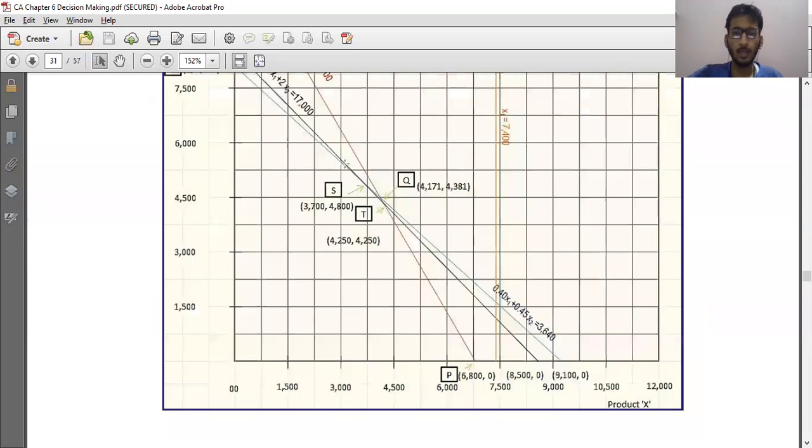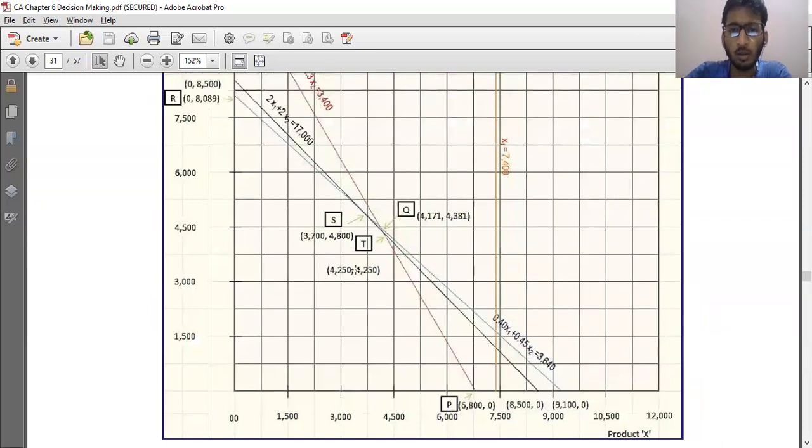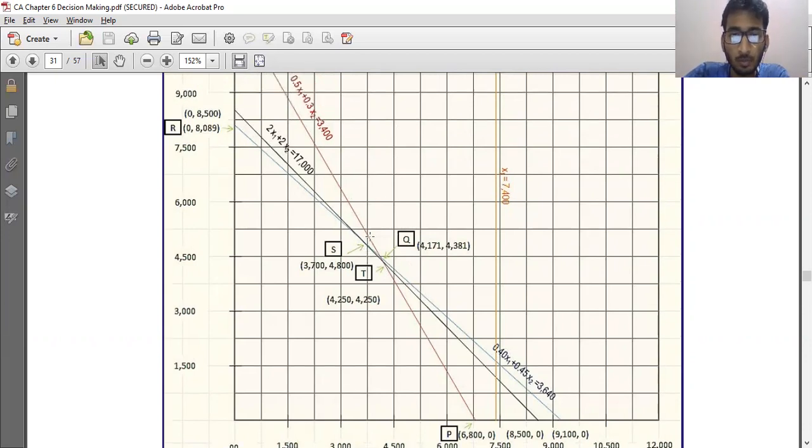So guys, let's leave whatever they have done. What is the purpose of making the graph? The purpose is just to see which of the lines are intersecting each other. At this point, S, the department 2 line, the 0.4x 3600 line, and the material line are intersecting.